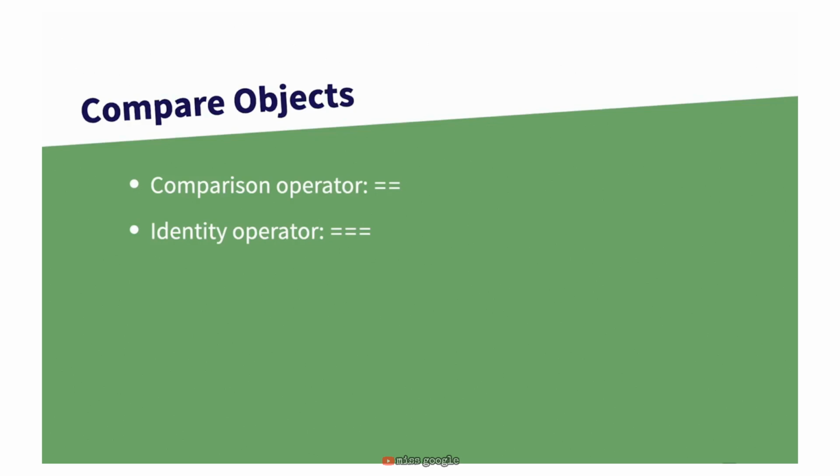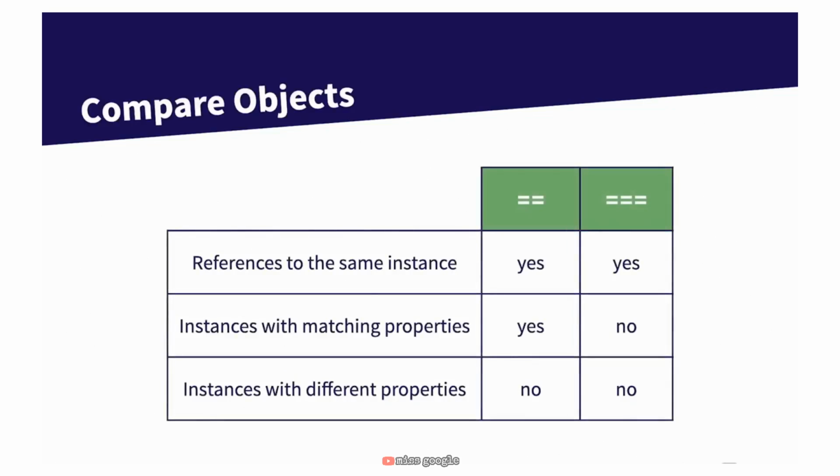Let me show you how that plays out when we're working with objects. So with objects, the comparison operator will compare the object's properties. So if the class is the same and the property values are the same, then they will be considered equal.